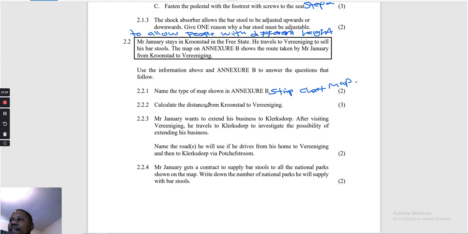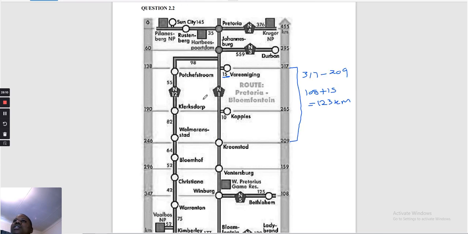Okay. Now they say, number 3, Mr. Johnson wants to extend his business to Klerksdorp. After visiting Vernagen, he travels to Klerksdorp to investigate the possibility of extending his business. Name the road or roads he will use if he drives from his home to Vernagen and then to Klerksdorp via Potchefstroom. So he will travel from his home to Vernagen and then Klerksdorp. Remember, his home is in Kronstadt, okay?